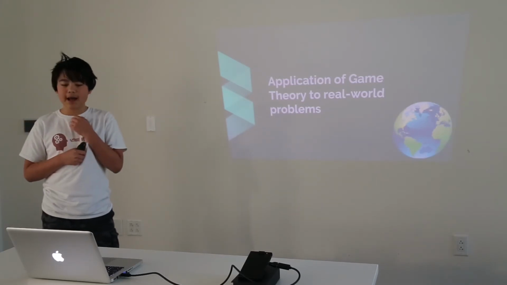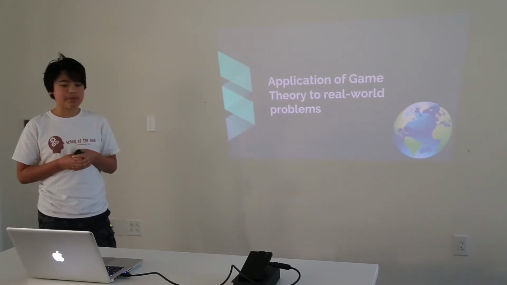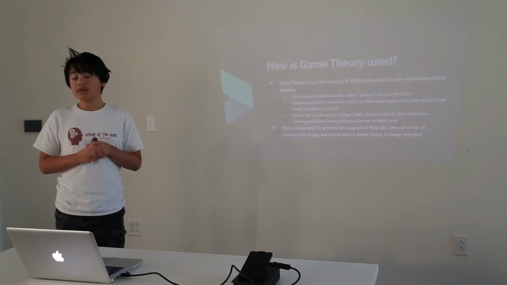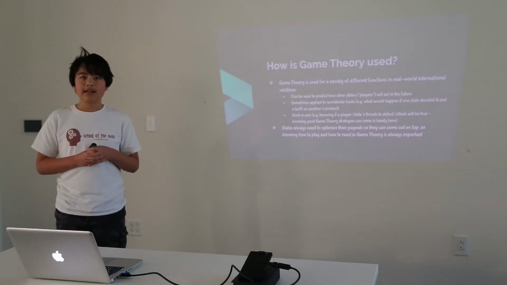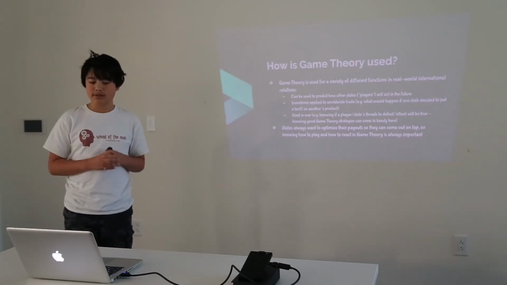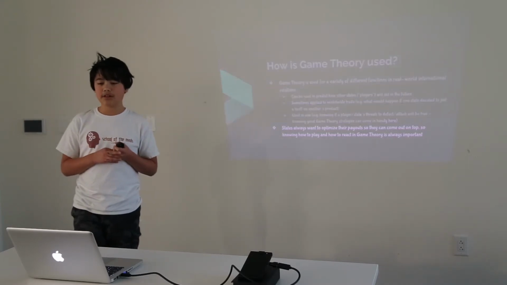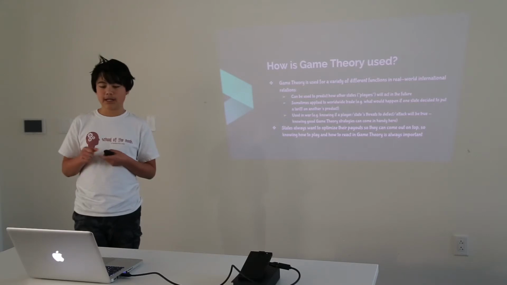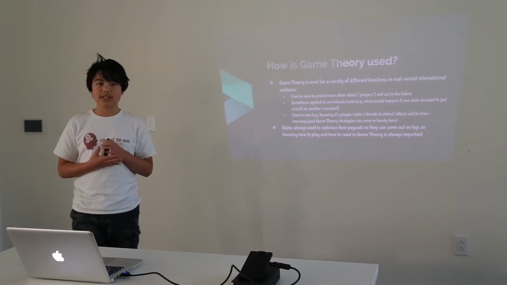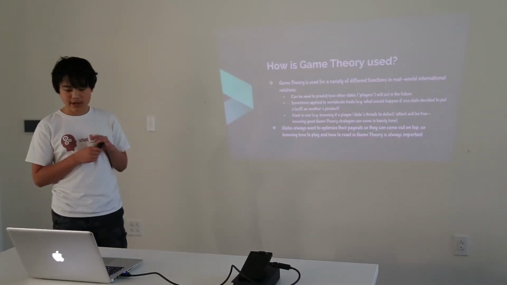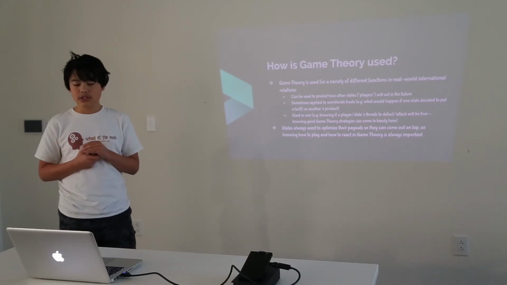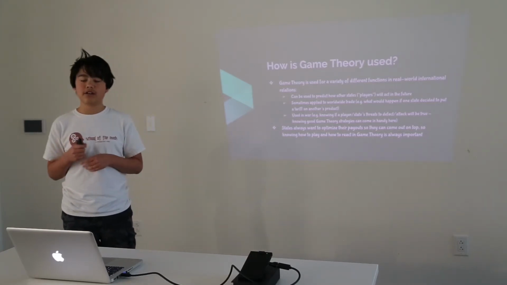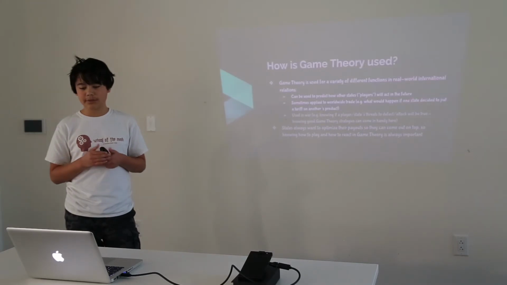So here we have an application of game theory to real-world problems. How is game theory used? Game theory is used for a variety of different functions in real-world international relations. It can be used to predict how other states or players will act in the future. It can be sometimes applied to worldwide trade, such as what would happen if one state decided to put a tariff on another's product. And it can be also used in war, such as knowing if a player or state's threat to attack or defect will be true.